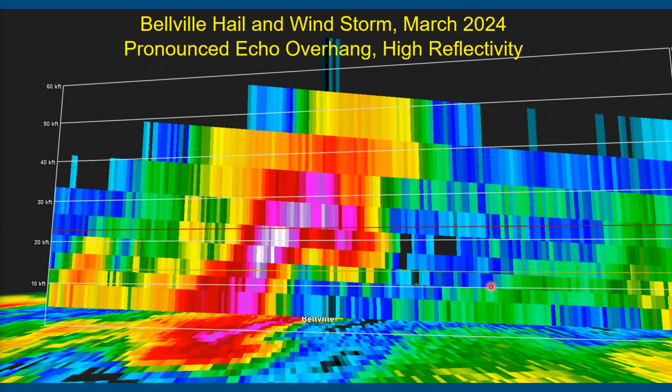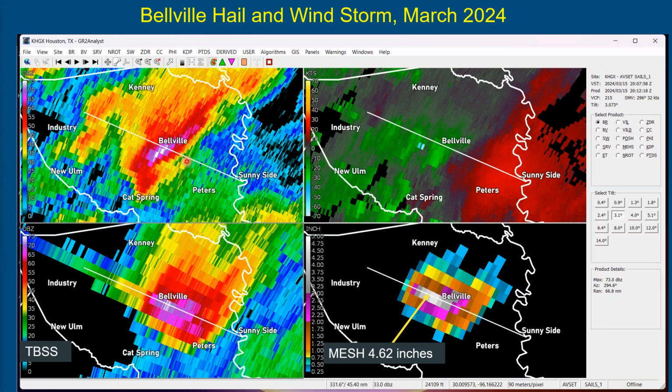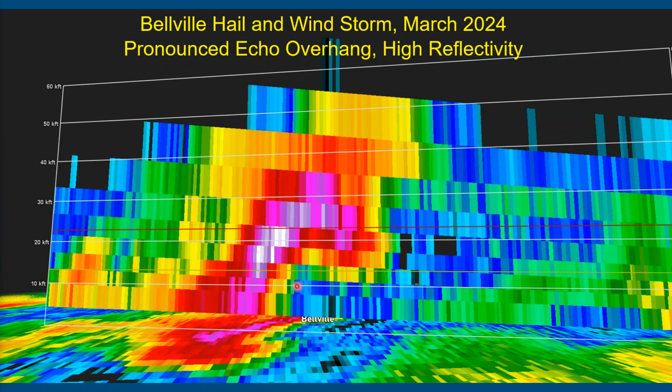I mentioned we look for the echo overhang. So if you look back, you see I've drawn a white line here. What you can do is do a vertical cross section using that. And so now it's showing me what it looks like aloft, not only at the surface, but aloft. And here's Belleville tucked down here. Look at this unbelievable echo overhang, very high reflectivity.